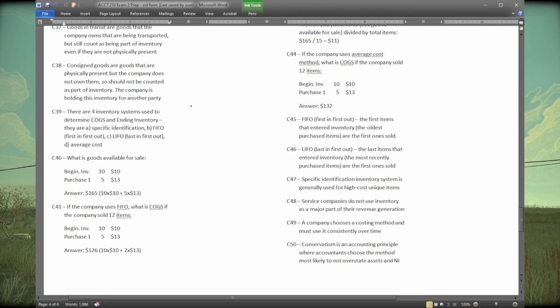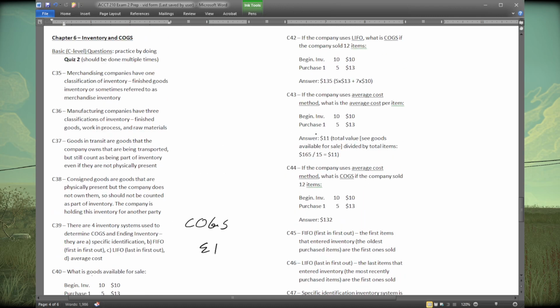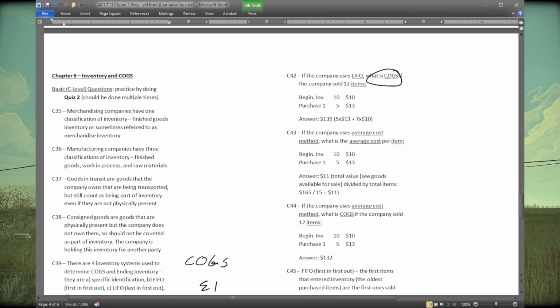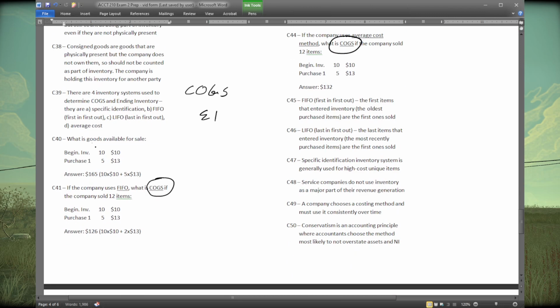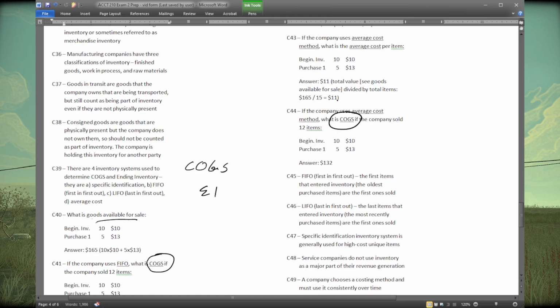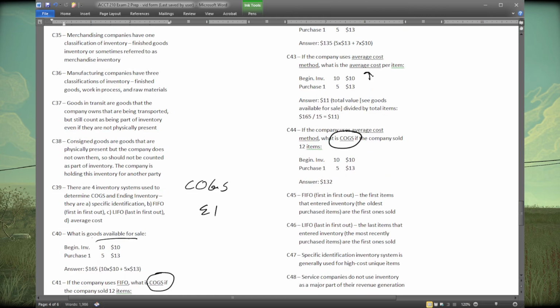What are we trying to figure out? We're using that to figure out COGS, and we're using it to figure out ending inventory. So what am I doing in the C level? In the C level, I'm only asking you to do COGS. So here's FIFO COGS, here's LIFO COGS, and here's average cost COGS. In addition to those, I'm also asking you what is goods available for sale, and then what is the average cost, which you need to figure out if you're going to do the rest of it. And the goods available for sale is based upon the inventory equation.